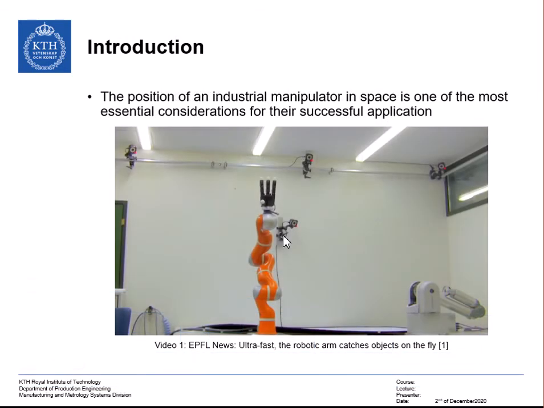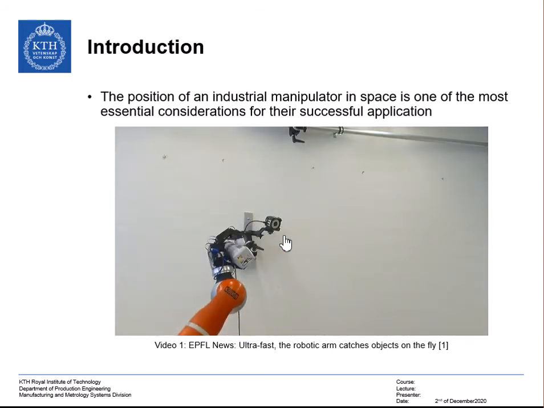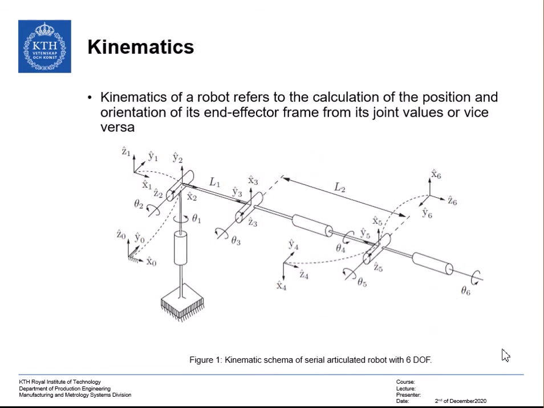Introduction. The position of the end effector of an industrial manipulator in space is one of the most essential considerations for their successful application. In video 1, this is the position of the hand, which is important to successfully capture the objects. The position in space of an end effector of an industrial manipulator, highlighted in red, can be calculated from its kinematic model and the model parameters such as the link length, highlighted in blue.